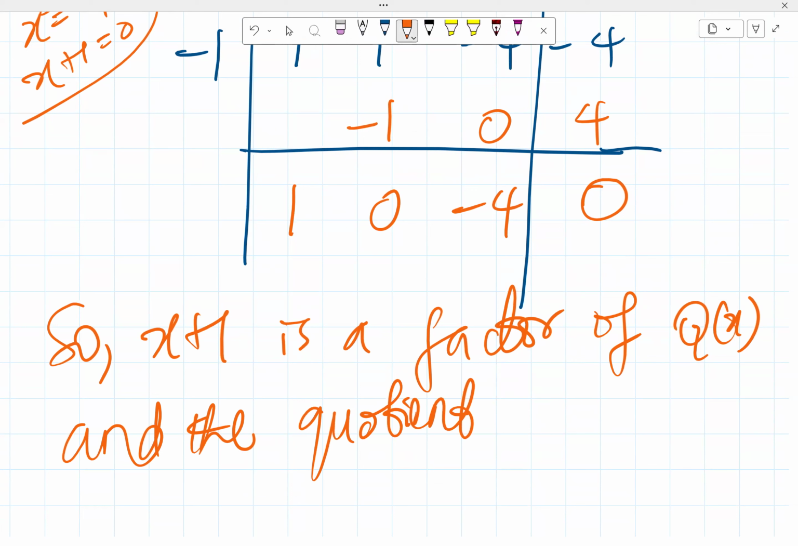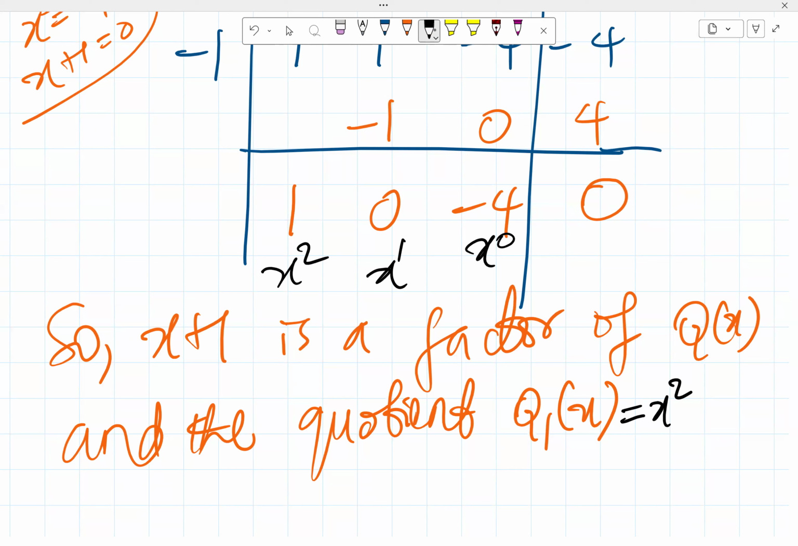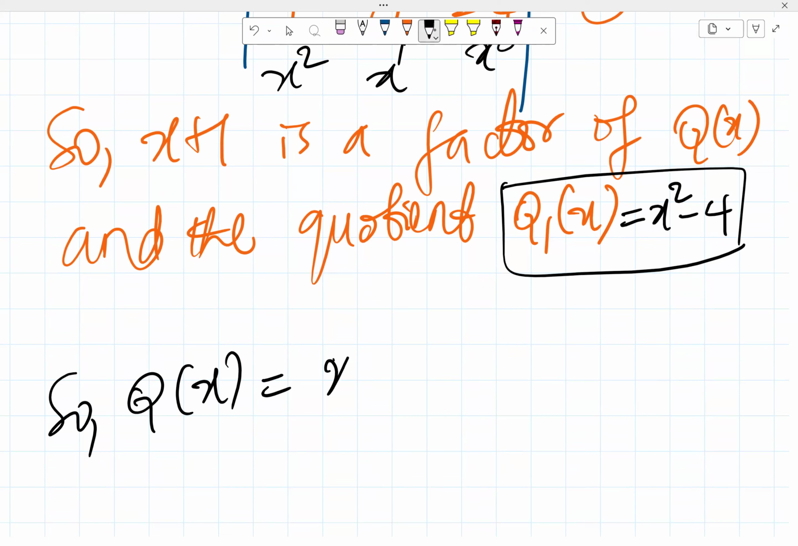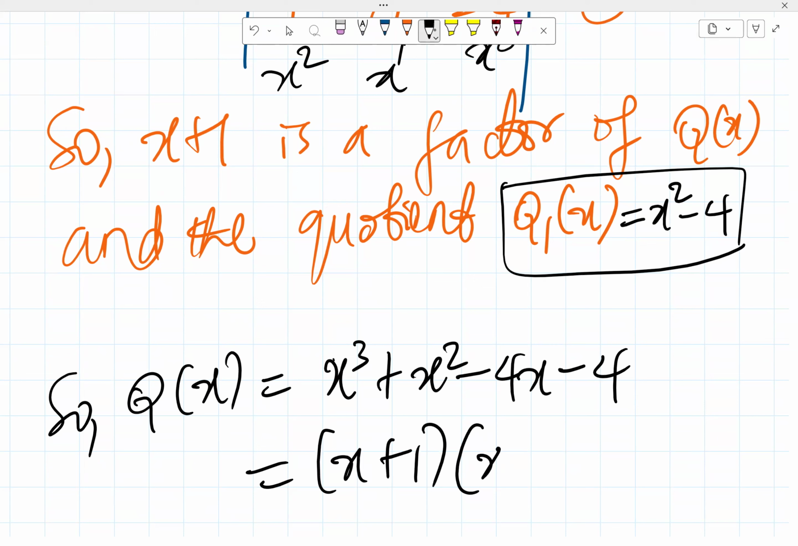So since it was q already before, we can say q of 1 of x is now, so you see this is x raised to power 0, x raised to power 1, x raised to power 2. So that means we have 1 times x, so that's x squared. 0 times x is not there, so x squared minus 4. Okay, and that's looking very good, by the way. So we can say q of x, which is x cubed plus x squared minus 4x minus 4, is the same thing as that factor, x plus 1 into x squared minus 4.